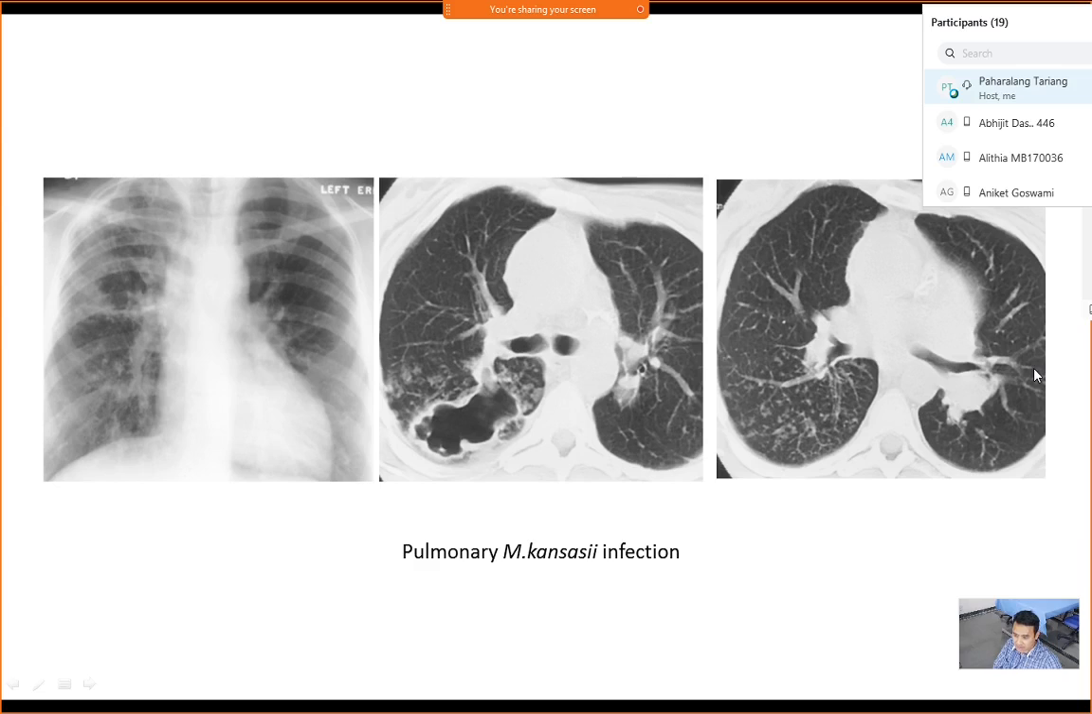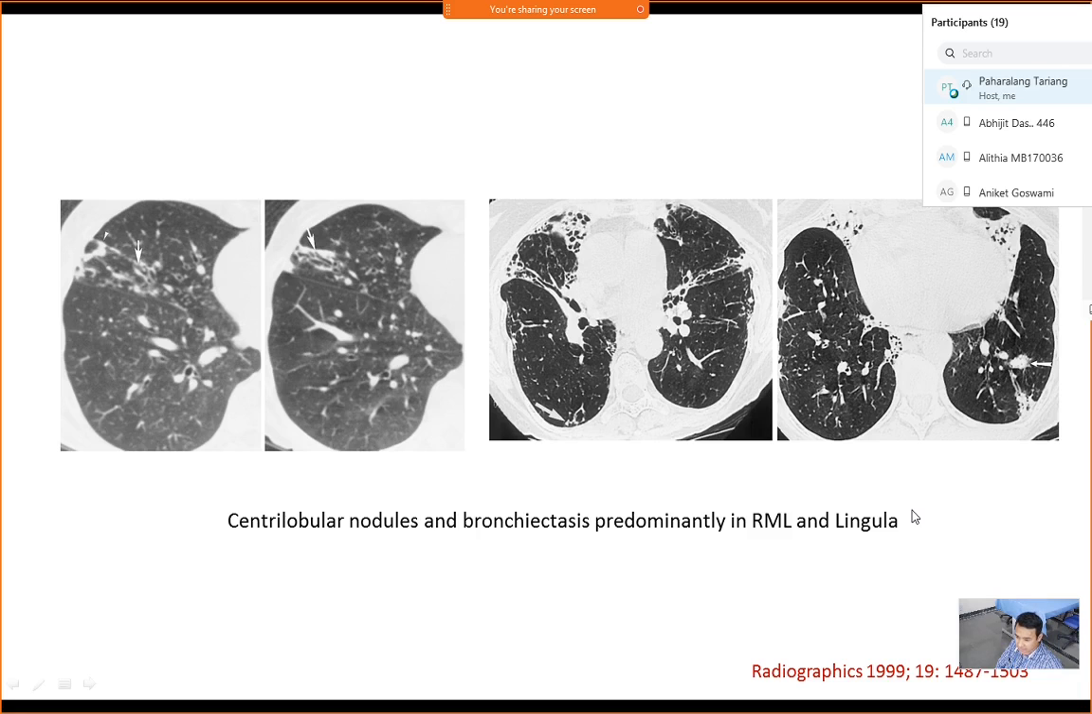Okay, so that's similar. Here we find pulmonary manifestation due to Mycobacterium kansasii, where you can see a thick irregular wall cavity, and also extensive centrilobular nodules. So this is a nodular variant, whereas this is the fibrocavitary variant.